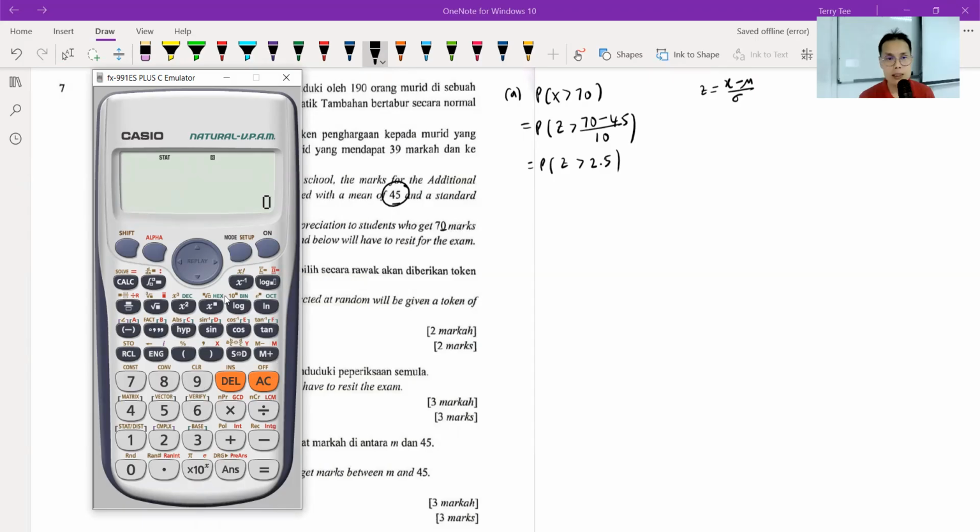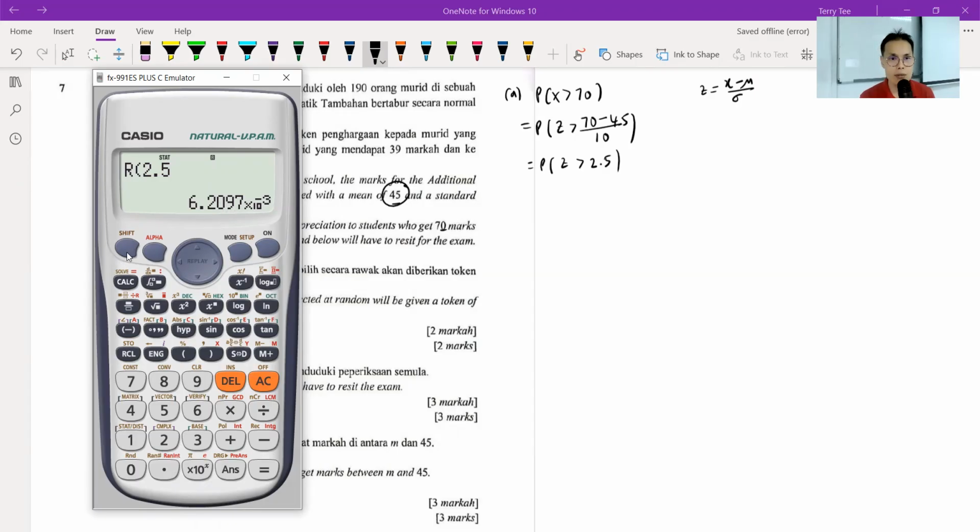Here we're going to use a probability distribution function. Shift 1 for stats, 5 for distribution, press 3 for R. Remember, if you're using this calculator, you use R. R is your upper tail. Press 2.5. Your answer is this.